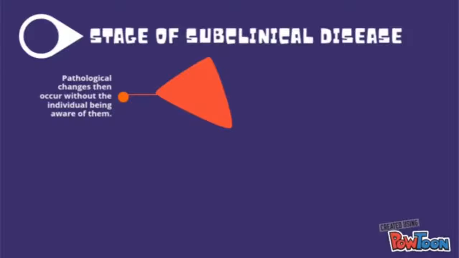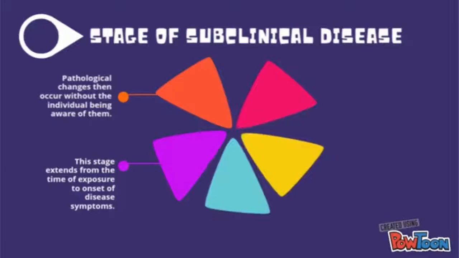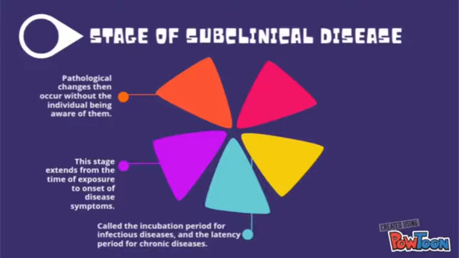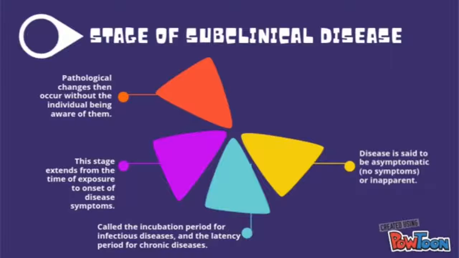The stage of subclinical disease: pathological changes then occur without the individual being aware of them. This stage extends from the time of exposure to onset of disease symptoms, called the incubation period for infectious disease and the latency period for chronic disease. Disease is said to be asymptomatic, no symptoms, or inapparent.